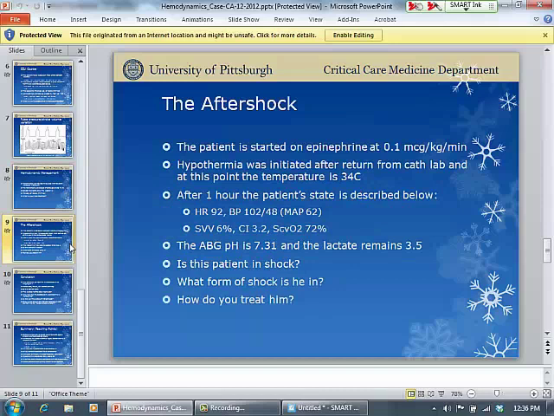Hypothermia is initiated after the return from the cath lab, and his temperature is 34C. What is that going to do to the SVO2 right now? What's your name? Manasi. What's that going to do to the SVO2? Hypothermia. Your metabolism is going to decrease, so your SVO2 should come up. Okay, assuming everything else remains the same. All of these questions, I'm assuming that. And then, what's that going to do to the patient's heart rate?